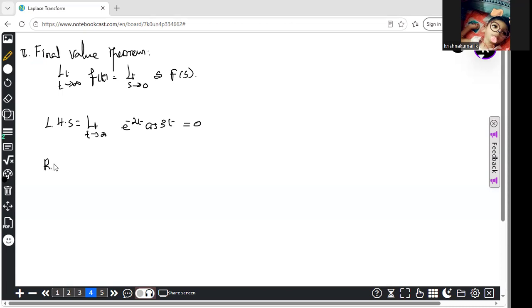Next we find the right hand side. The limit as s tends to 0 of s into f of s is (s plus 2) divided by (s plus 2) whole square plus 9. Now take this limit. If you put 0, then the numerator becomes 0. So 0. Both are equal, so the left hand side is equal to the right hand side. So we verified this thing.